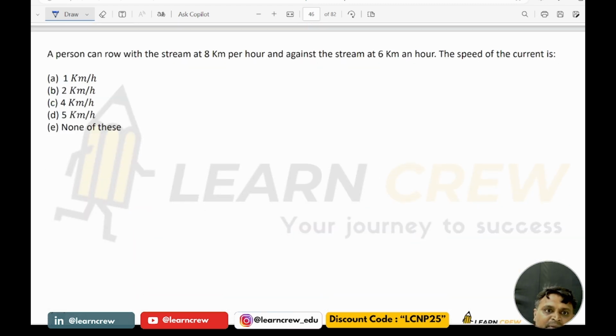Next, a person can row with the stream at 8 km per hour and against the stream at 6 km per hour. DS and US are given. So y is equal to DS minus US by 2, which is 2 by 2, 1 km per hour. Next question.